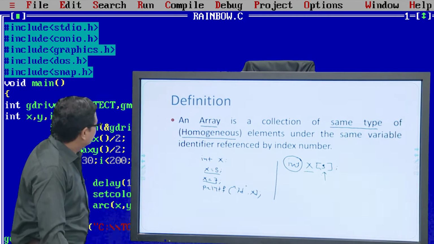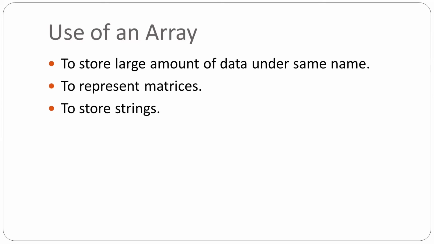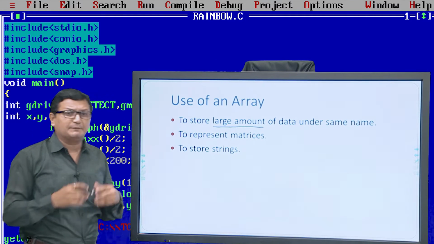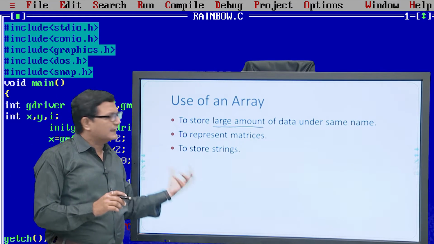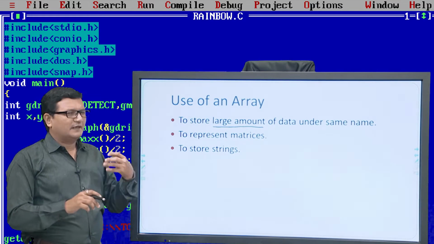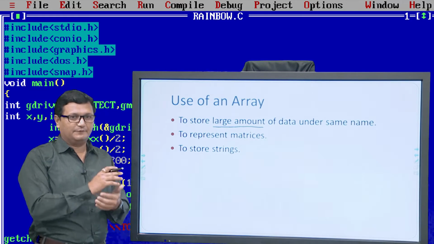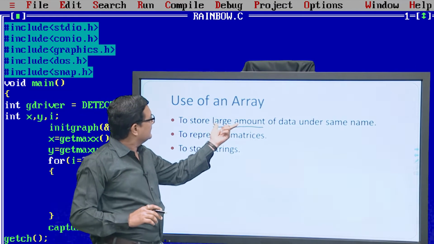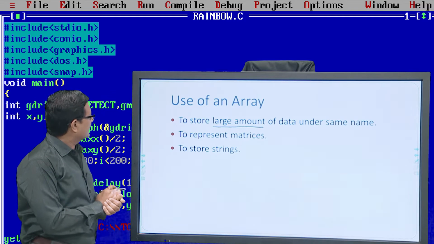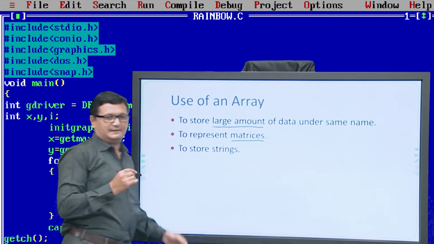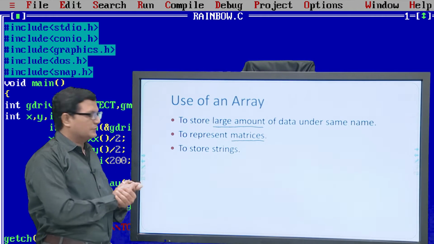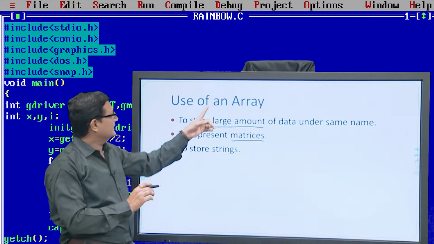Okay. Now we will go ahead. What are the uses of the array? Let's suppose your program has a large amount of data. For example, if you want to store 50 integers, 100 numbers, or 10 or 20 float numbers, or a number of characters, for example one paragraph, then in that case what we need is an array. Then let's suppose you want to store an entire matrix, then again we need an array.